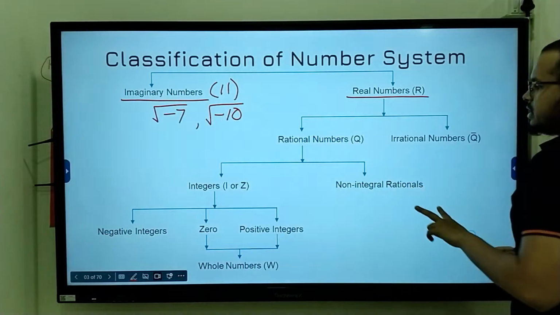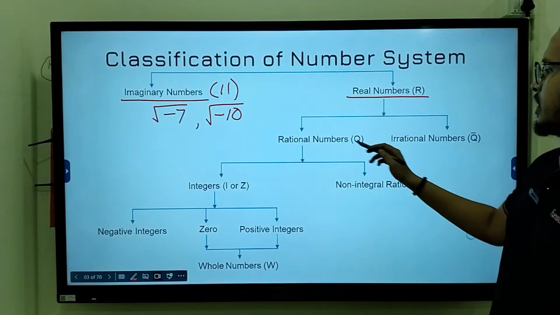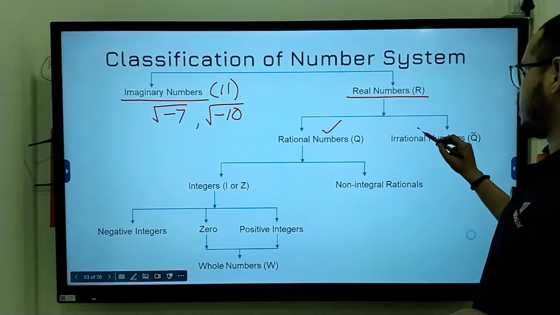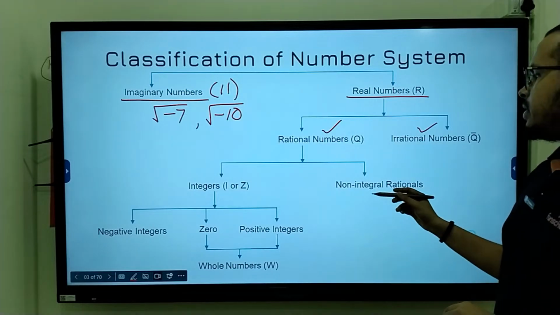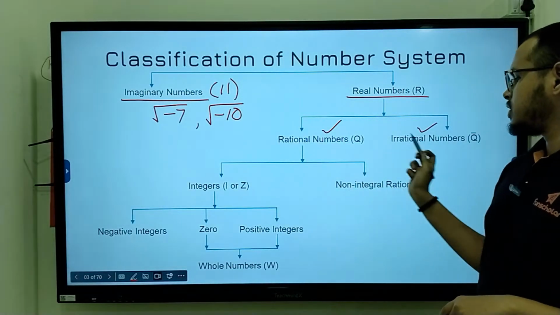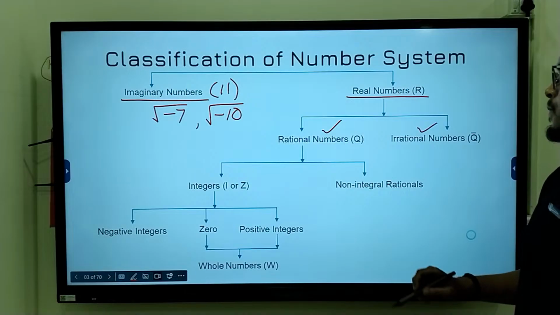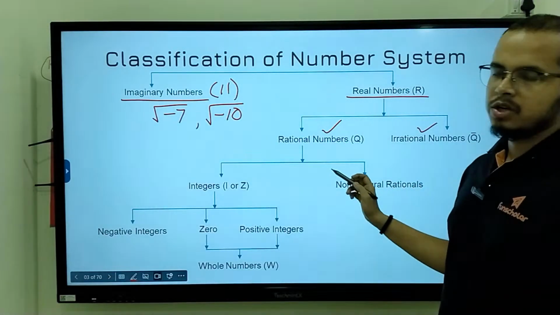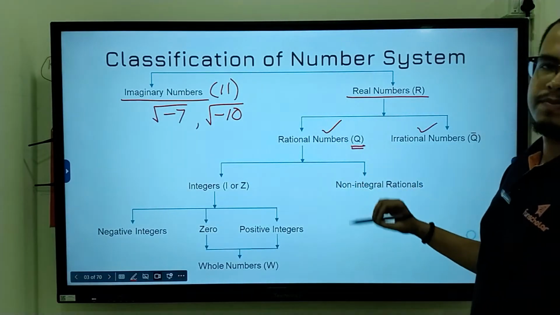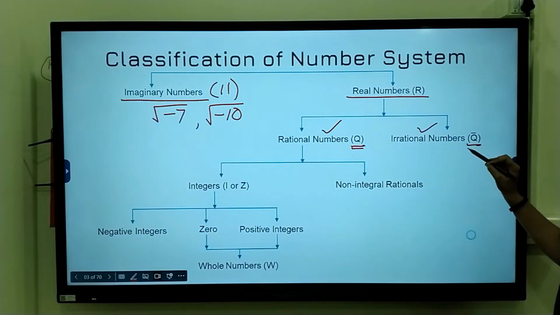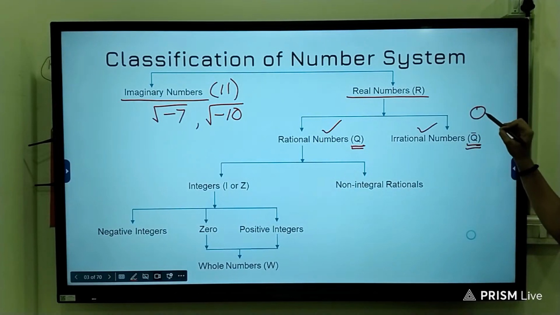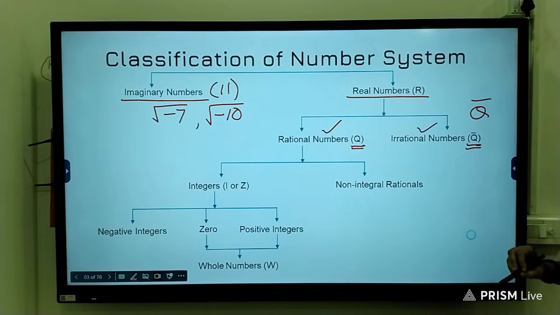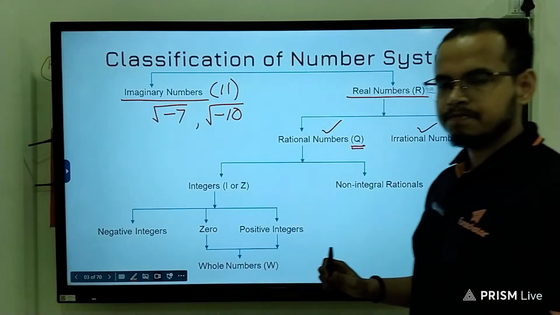In real numbers, basically we have two portions. One is rational numbers and one is irrational numbers. We'll be learning everything there is to know about these two in this particular chapter only. Rational numbers are denoted by capital Q. Irrational numbers are Q naught, so it's a Q with a dash on top of it.